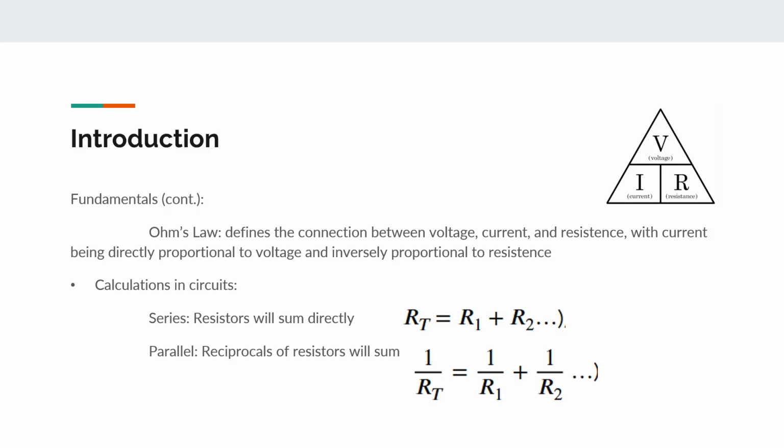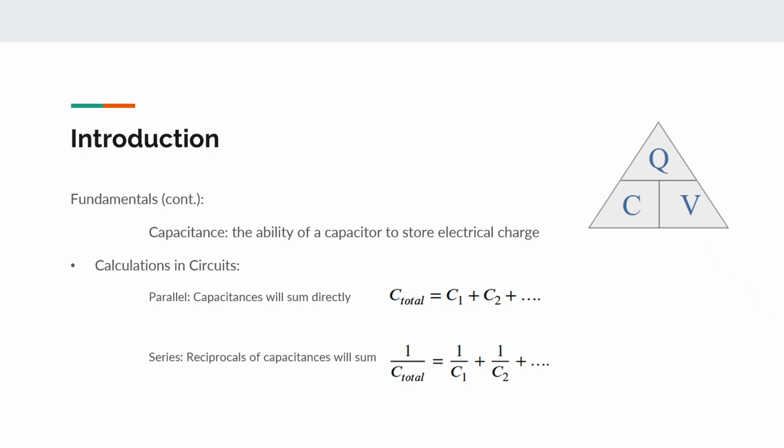Calculations in circuits vary depending on if the circuits are in series or parallel. Finally, we have capacitance, the ability of a capacitor to store electrical charge. A capacitor is two conductive plates separated by an insulator, where a voltage source will push electrons onto one plate, making it negative, and removing them from the other, making it positive. Calculations in circuits will also vary depending on if they're in parallel or in series.